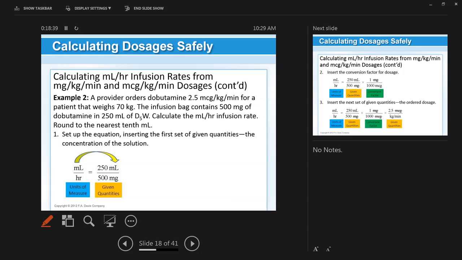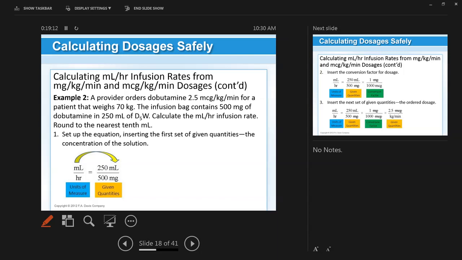All right, let's do one more like that. Provider orders dobutamine 2.5 micrograms per kilogram per minute for a client that weighs 70 kilograms. The infusion bag contains 500 milligrams of dobutamine and 250 milliliters of D5W. Calculate the milliliters per hour infusion rate. And our rounding instructions, which we probably will refer back to, are going to tell us to round to the nearest 10th.